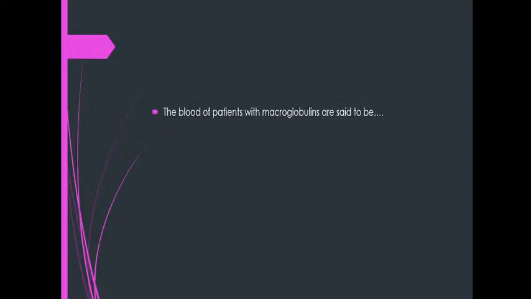Alright? Next. The blood of patients with macroglobulins is said to be viscous. Why? Because this is also known as hyperviscosity syndrome. So when you hear the term hyperviscosity syndrome, immediately assume it's either Waldenstrom's macroglobulinemia or cryoglobulin disease. Okay? Associated with the terms is Raynaud's phenomenon.